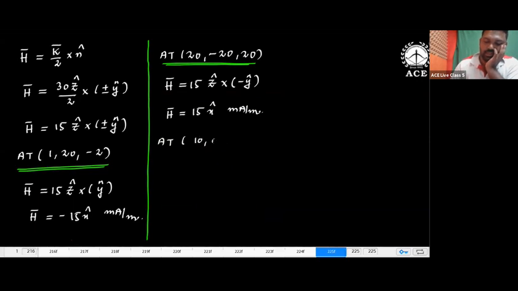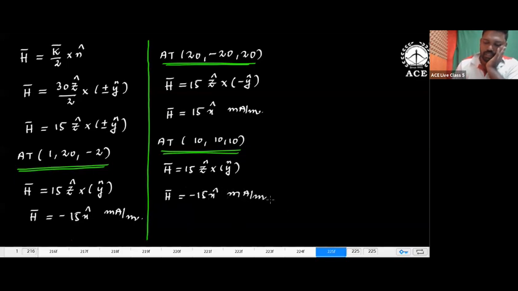10 comma 0, 10 comma 10. It is above the sheet. If I am above the sheet, the magnetic field H is equal to 15 z cap cross y cap. So H is equal to minus 15 x cap milliampere per meter is the answer. Clear? Yes.